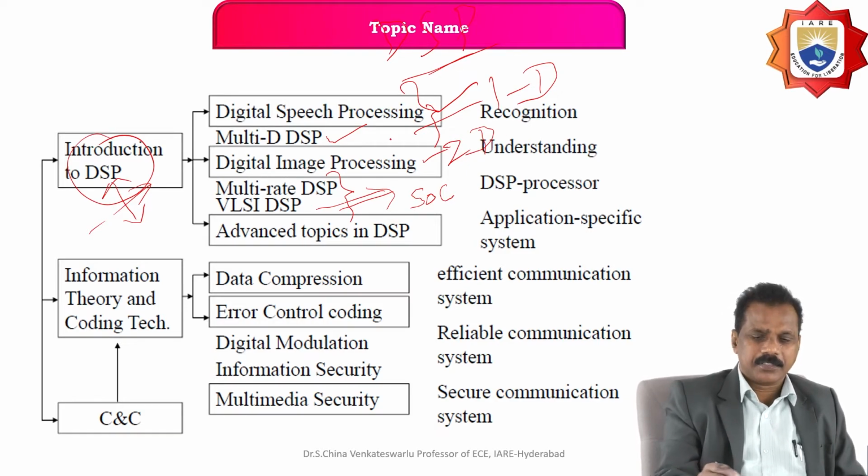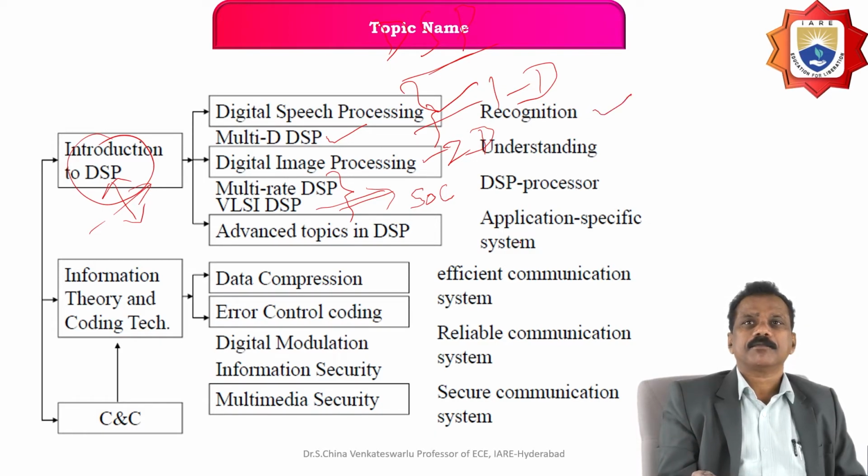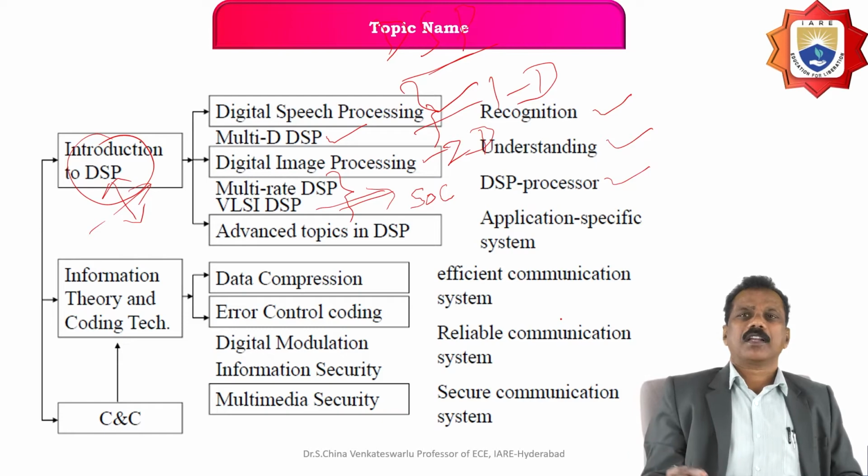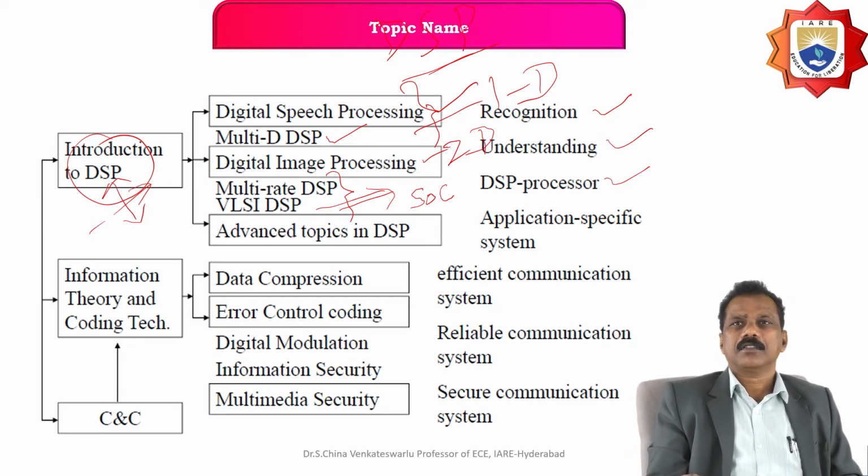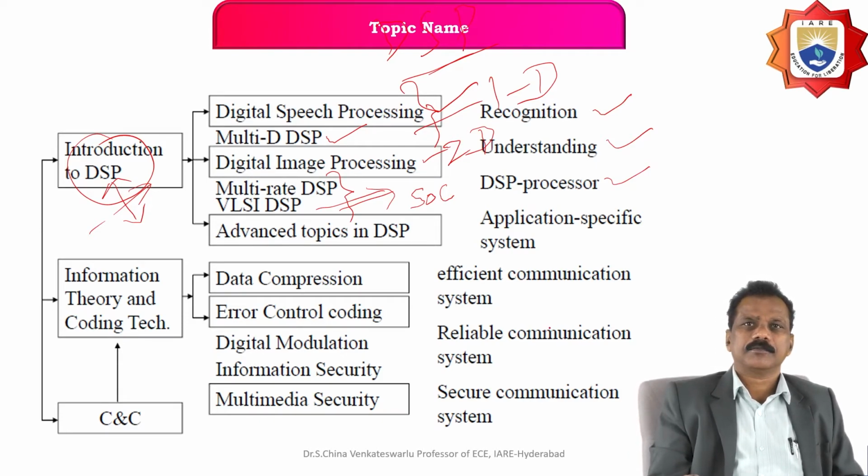It is recognized. This is where distance speech processing is used, for recognition purposes. If it is two-dimensional, for understanding. If it is for SoC purposes and so on, it is the DSP processes. But VLSI and other sophisticated applications require DSP. Without DSP, there is no real-time electronics.